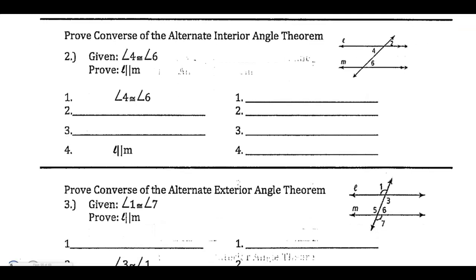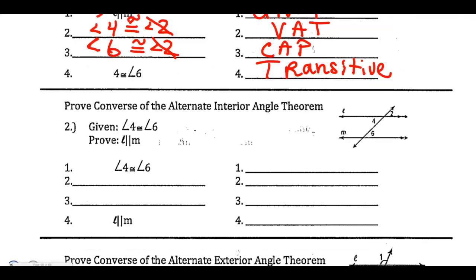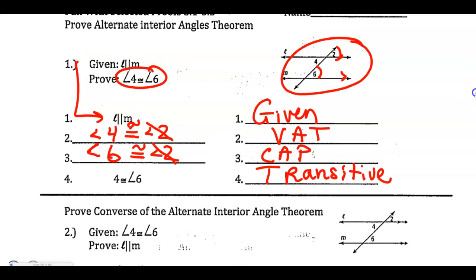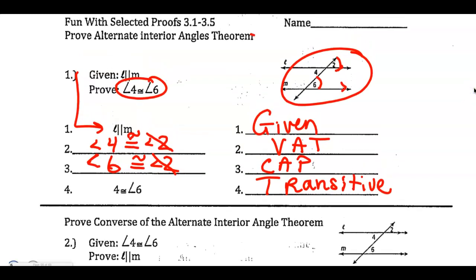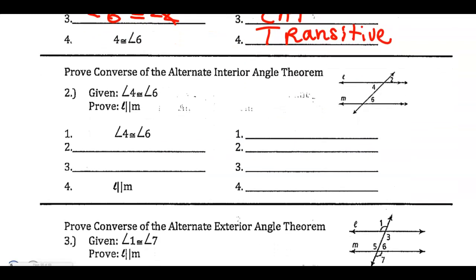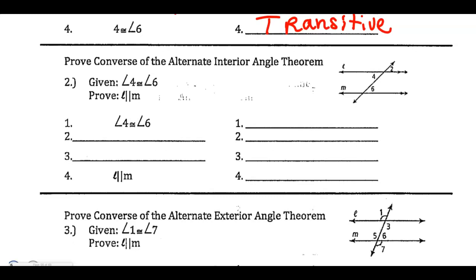Couldn't you also get to 4 is congruent to 6 by doing alternate interior? I already said that at the beginning. That's what we're trying to prove, so we can't use it. It's like in a dictionary: if you're looking up the word proactive and it says proactive, that's not helpful. So if I'm trying to prove the alternate interior angle theorem, I cannot use it. We're proving these things that we've been told.